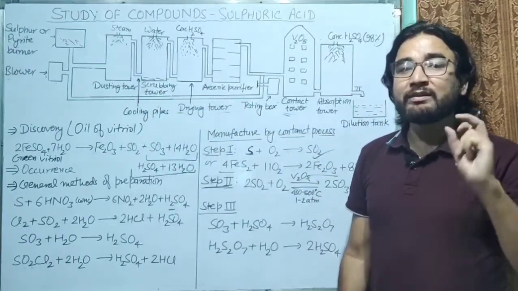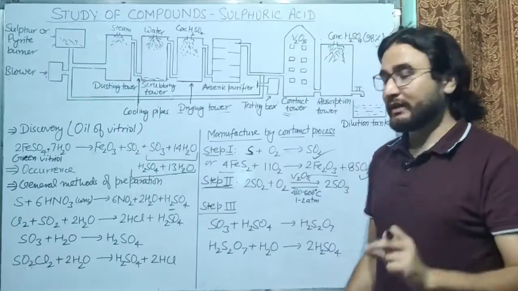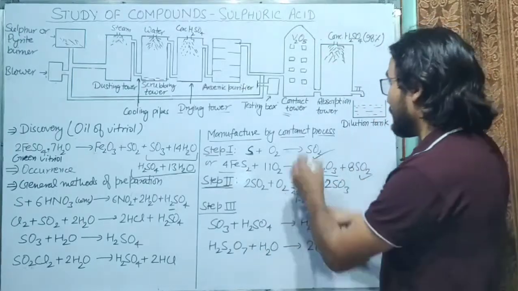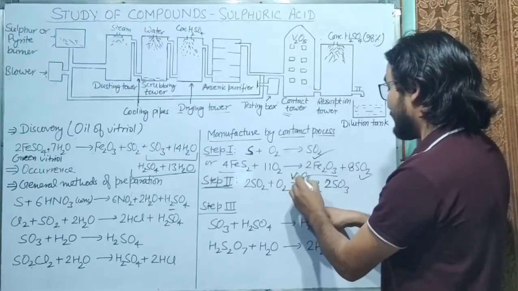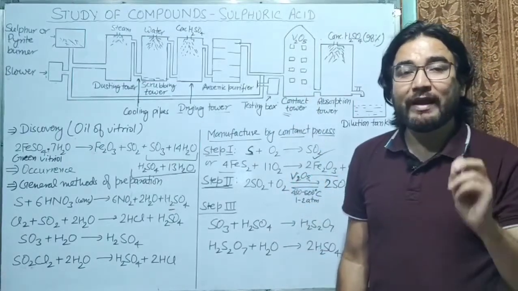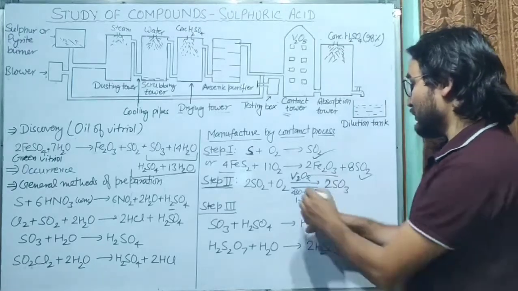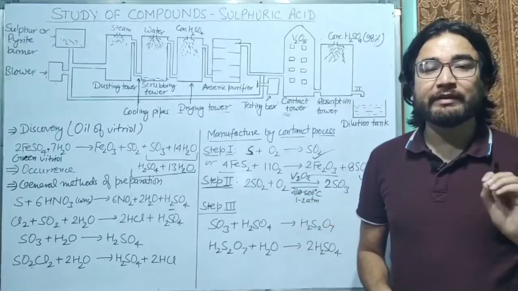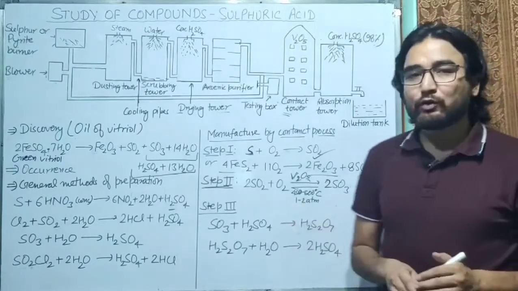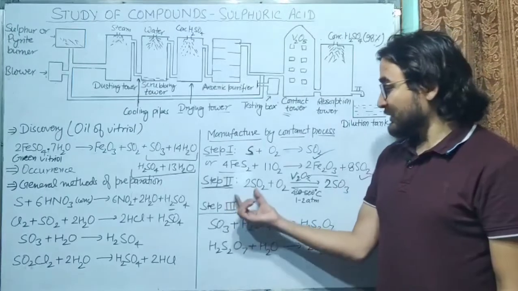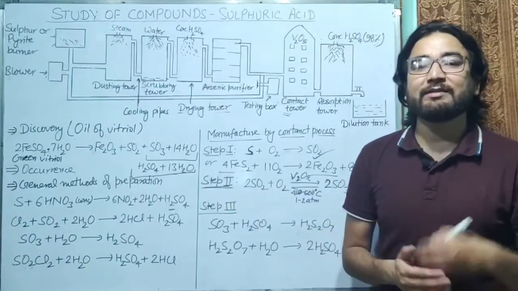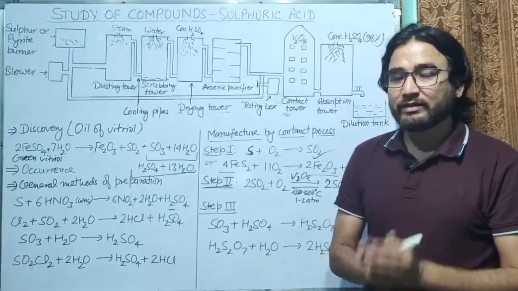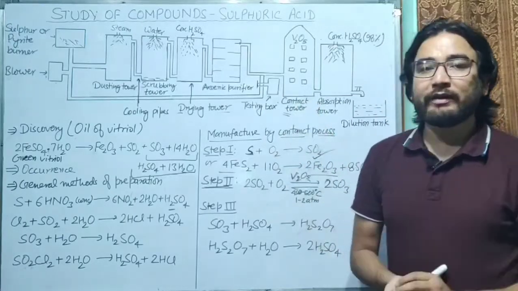Now in step 2, this sulfur dioxide will be oxidized to sulfur trioxide, using vanadium pentoxide as the catalyst. So with vanadium pentoxide at 450 to 500 degrees Celsius and 1 to 2 atmospheric pressure, we will oxidize sulfur dioxide to get sulfur trioxide. So this was our second step, which takes place in the contact tower.